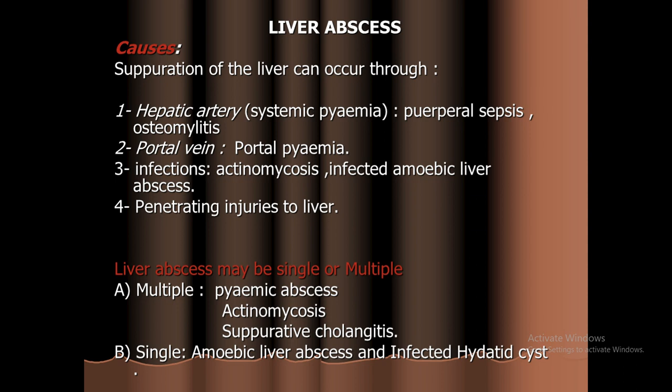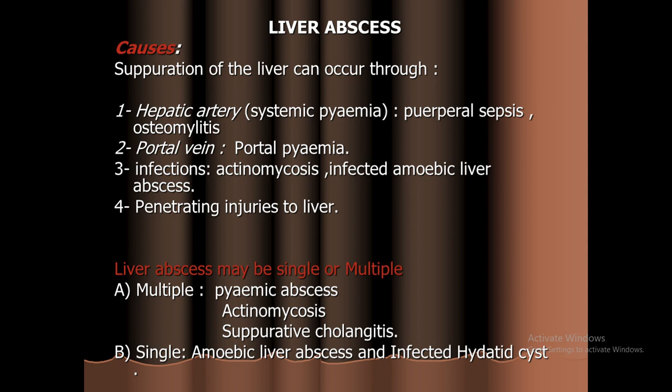Let's go to liver abscess. Liver abscess is an abscess like any abscess. It's a suppuration in the liver. What will cause an abscess, what will introduce a pathogen into the liver? Maybe through the systemic circulation, like puerperal sepsis, which is sepsis after birth or related to labor in females. Maybe bacteria come from osteomyelitis. This pathogen may go to the liver through the portal vein. Maybe it is portal pyemia. Any infectious diseases like actinomycosis, amoeba, or penetrating injury from outside.